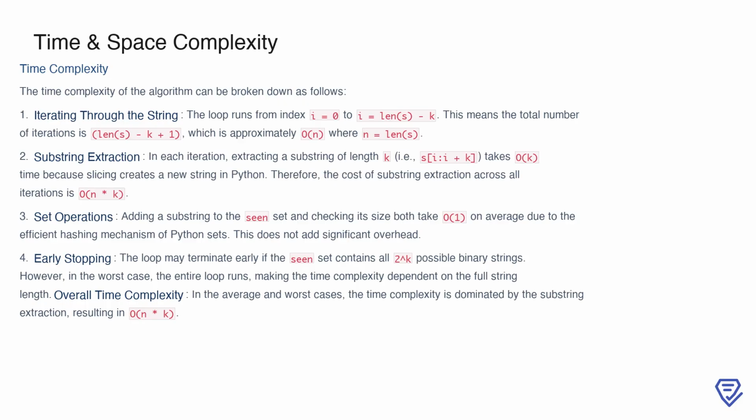Adding substrings to the set and checking its size are very efficient operations, with an average cost of O(1) due to Python's hashing mechanism. While the loop may terminate early when the set contains all possible binary codes of length k, in the worst case, the entire string must be traversed. Therefore, the overall time complexity is dominated by the substring extraction, resulting in O(n*k).